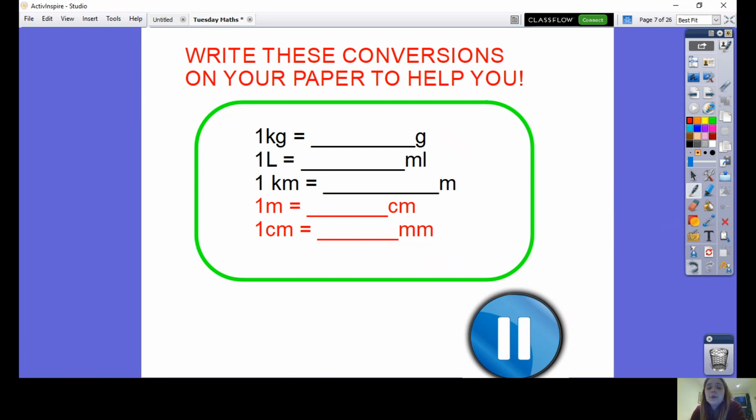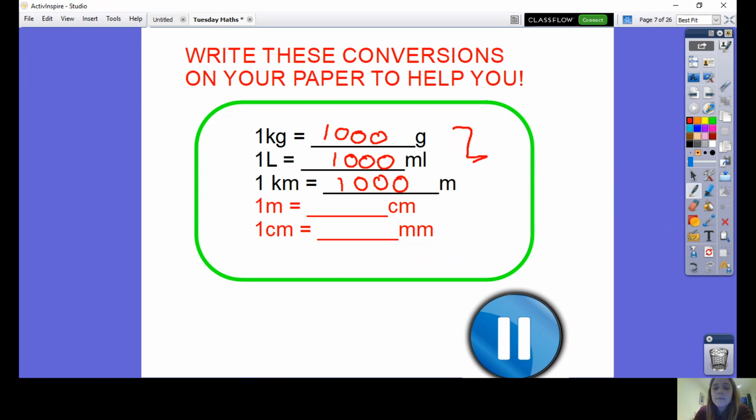If you've got coloured pens, you can do it in coloured pens to really make it stand out, but you should have somewhere all of these conversions to be sure. I'll go through them in a moment, so please make sure you've paused the video and answered those questions. 1 kilogram is 1,000 grams. If you didn't write 1,000, change it now, please. 1 litre is 1,000 millilitres, and 1 kilometre is 1,000 metres.